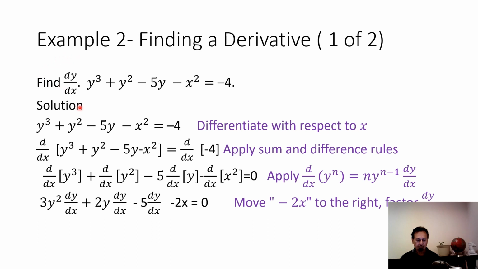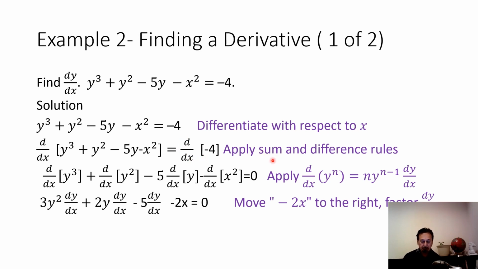Example 2, find dy over dx for y cubed plus y squared minus 5y minus x squared equals negative 4. So let's write down y cubed plus y squared minus 5y minus x squared equals negative 4 and differentiate with respect to x. So put d over dx and write down y cubed plus y squared minus 5y minus x squared equals d over dx of negative 4.